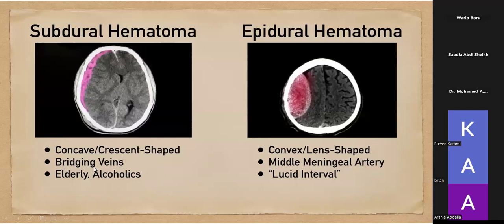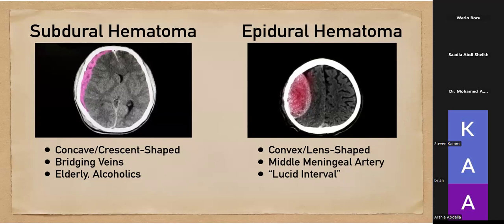And most commonly, again, the keyword I'm using here is most commonly, it is from bridging veins. It's commonly seen in elderly patients because of shrinkage of the brain, and in alcoholics. Why? Again, because the brain has shrunk. Therefore, the bridging veins commonly would tear. Or you can see it in very young children where the brain has not yet developed and there's brain atrophy. So you can have subdural hematoma.